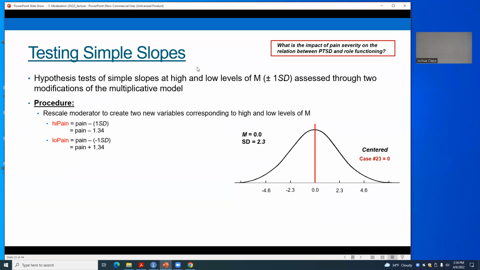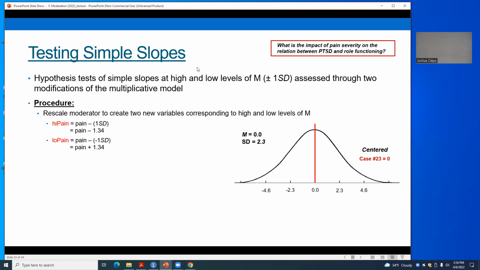So here we've got a graph of our pain variable. It's a nice normal distribution. I've centered pain, and here's the 0 mark for pain. The 0 in my centered variable is equal to average pain, okay? If I run my descriptives on my centered variable, I've got a mean of 0 and a standard deviation of 2.3, okay? And let's say that I am case number 23. I have a value of 0. I am dead center in the middle of the distribution. I have a 0 value of pain, which means that I'm right at the mean, okay?